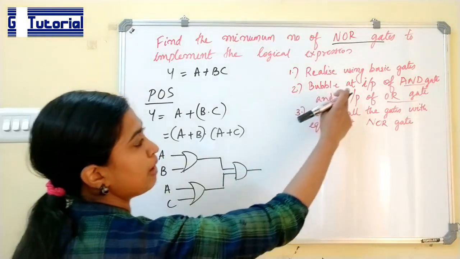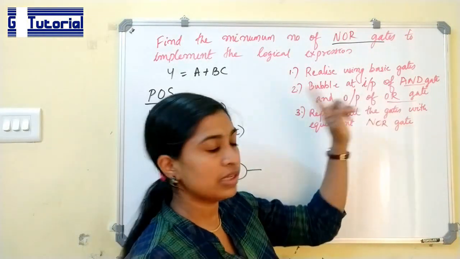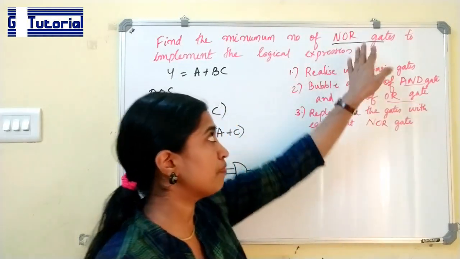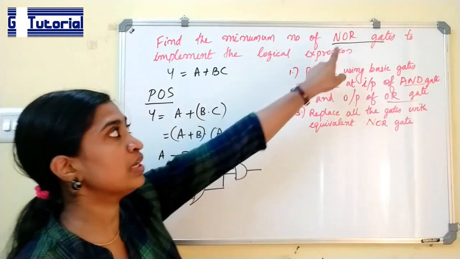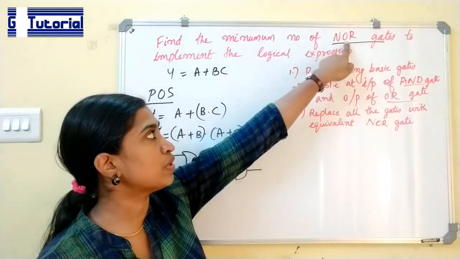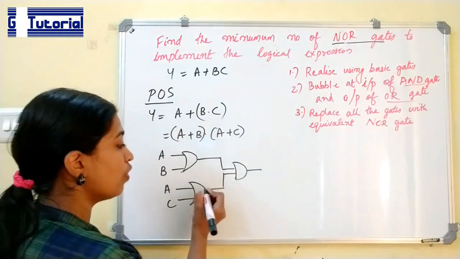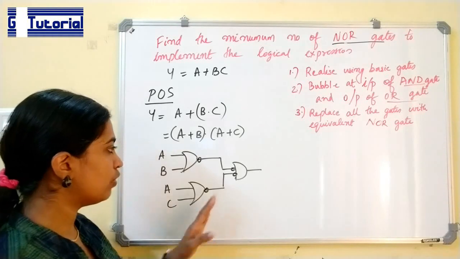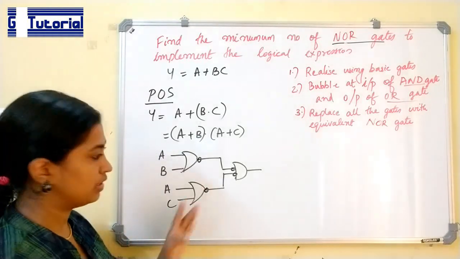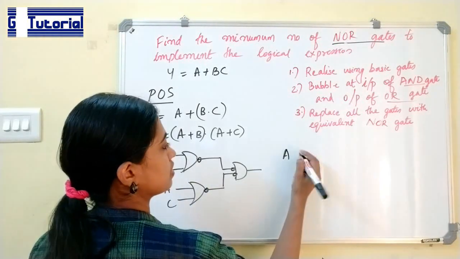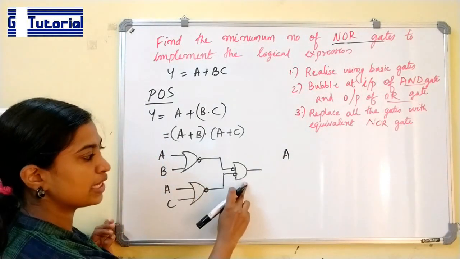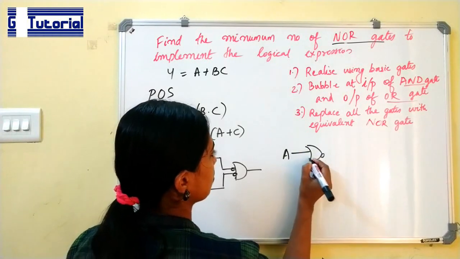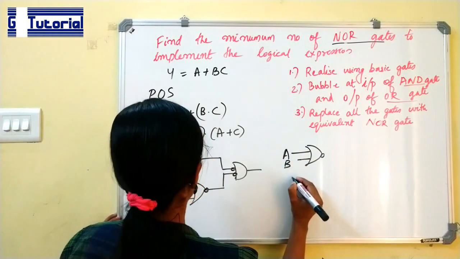Now the second step is bubble. In the previous case, we were bubbling the output of AND and input of OR. But in this case, when NOR is used to implement, you have to bubble the output of OR and input of AND gate. Now we can represent using the equivalent gate. Equivalent NOR gate. So this is a NOR gate, and this is the equivalent of a NOR gate. So this is our expression. This is our circuit.